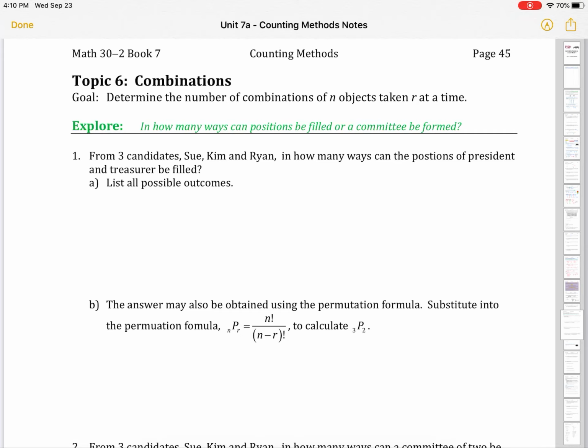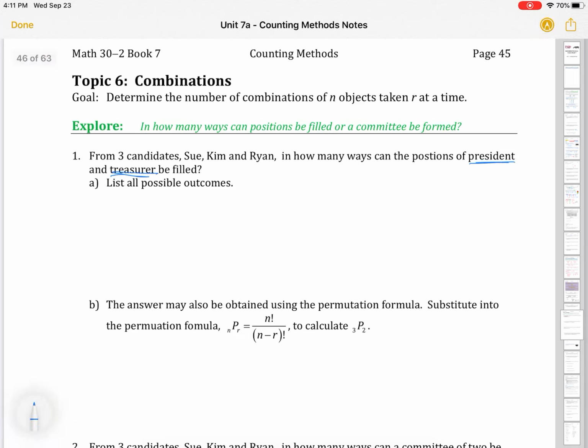Okay, so we're doing Math 30-2, counting methods, and we're doing topic 6, combinations. Our goal is to determine the number of combinations of n objects taken r at a time. So let's explore this idea with the following question. In how many ways can positions be filled or a committee be formed?